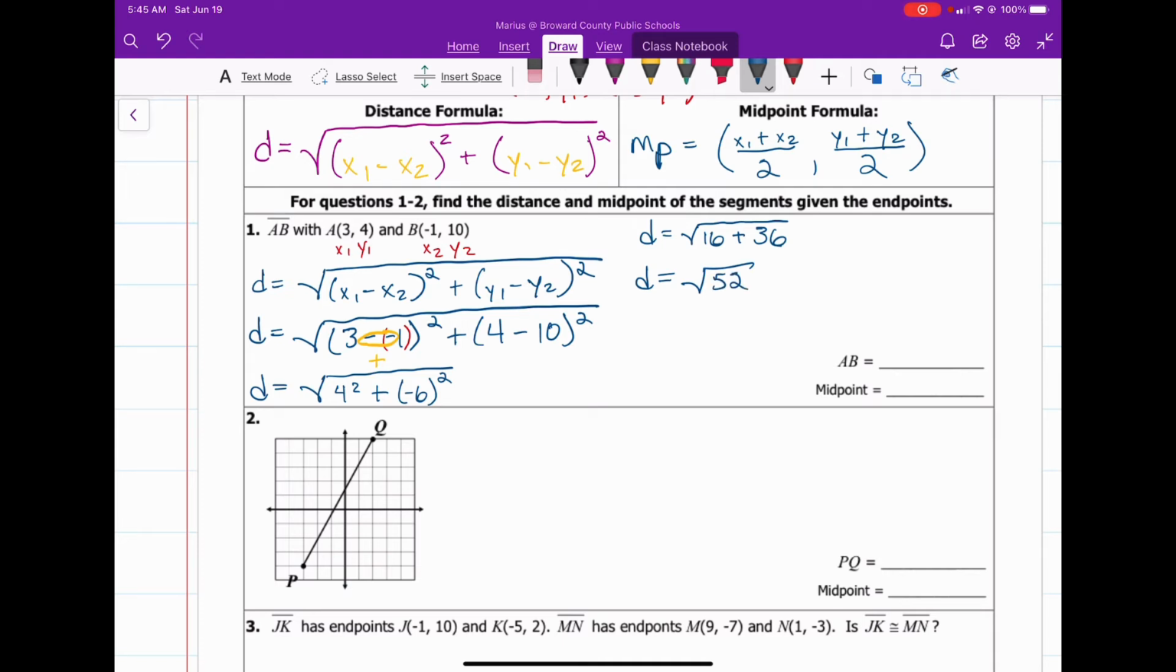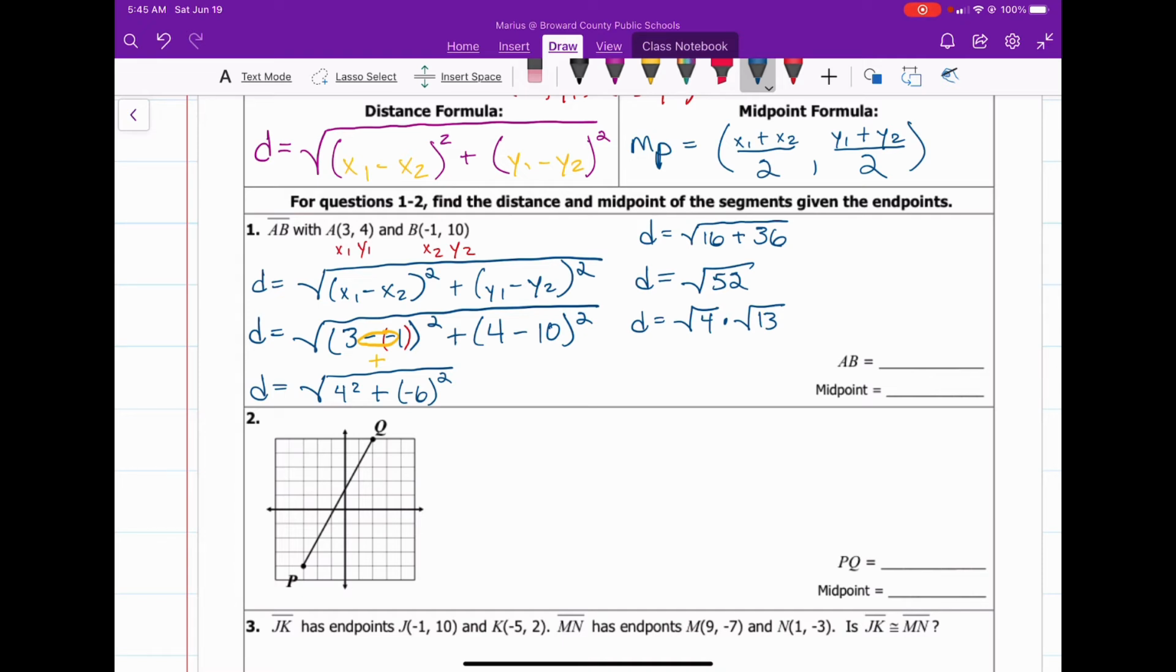And we need to simplify the square root of 52. We can factor it. Any even number can always be divided by 2, but we can make it higher. We can actually divide by 4. So I can rewrite the square root of 52 as the square root of 4 times the square root of 13, because 4 times 13 is 52.